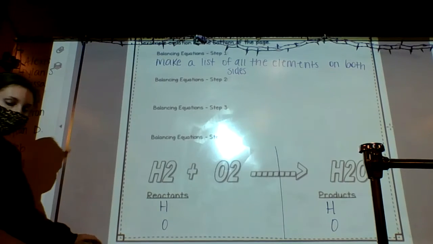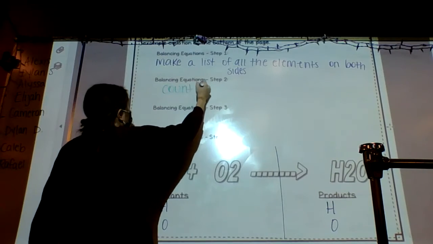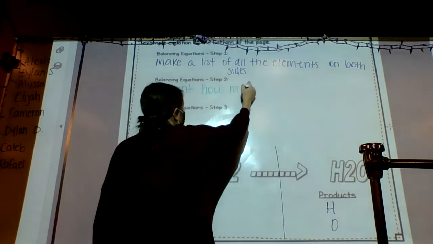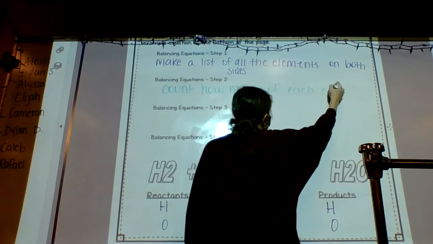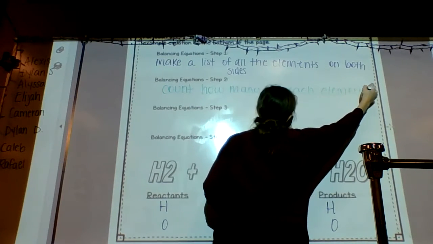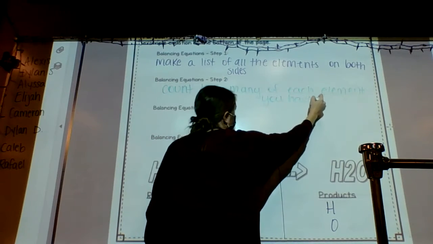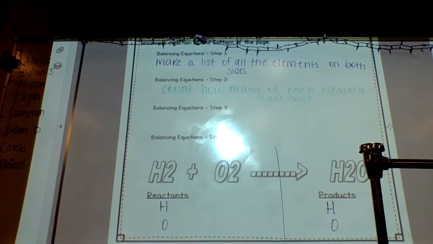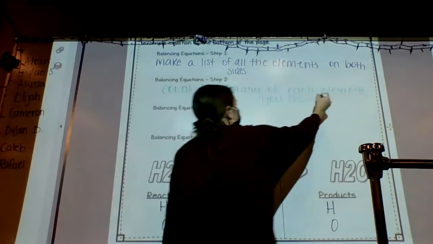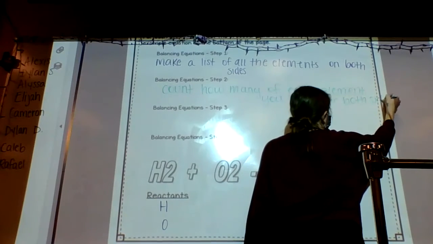Alright, second step. Count how many of each element you have. And you're going to do this on both sides. Maybe we should add that. For both sides.